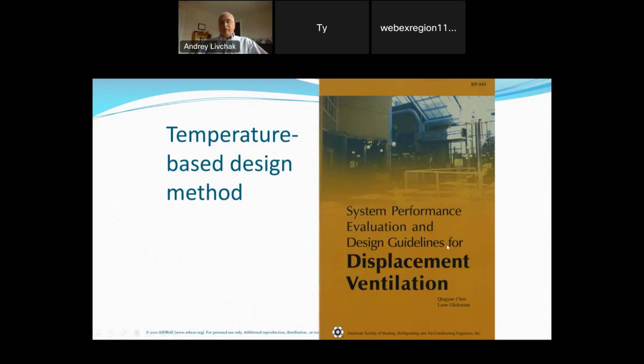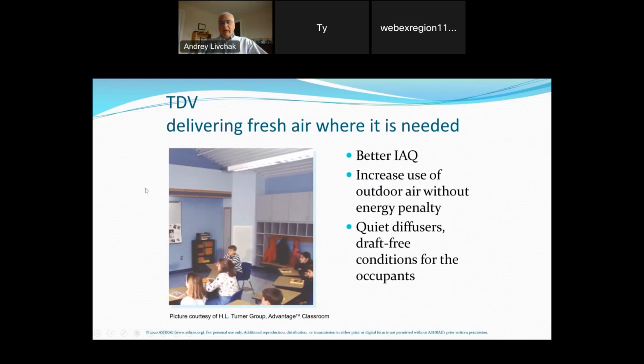Though you can find this book in the ASHRAE library. There is a system design guide on how to calculate displacement ventilation. And now I'm going to talk about the applications.